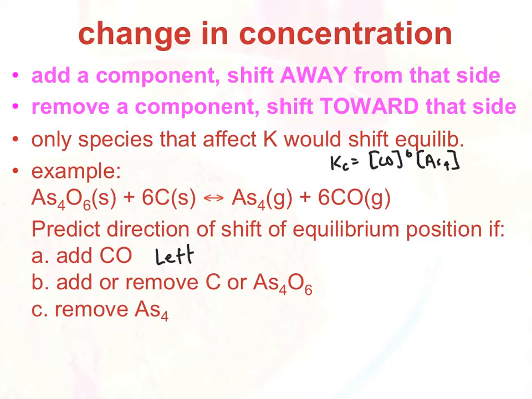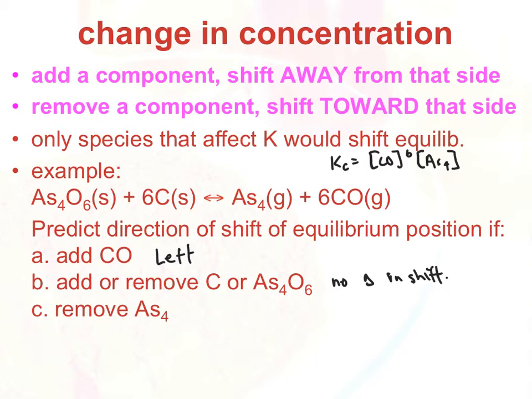Now, for part B, it indicates that we have removed C or AS4. Now, AS4 and C do not show up in our equilibrium expression. So the addition of these two solids is going to cause no change in shifts. We're not going to shift left or right. Everything's just going to remain the same.